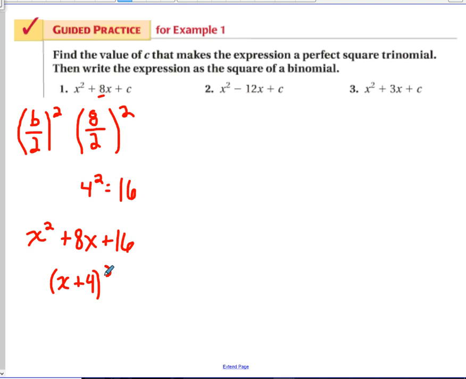My suggestion to you would be to pause the video at this point and try number 2 and try number 3 on your own. And then when you resume, just check to see if your answers are correct. I'm just going to write down the answers for you.